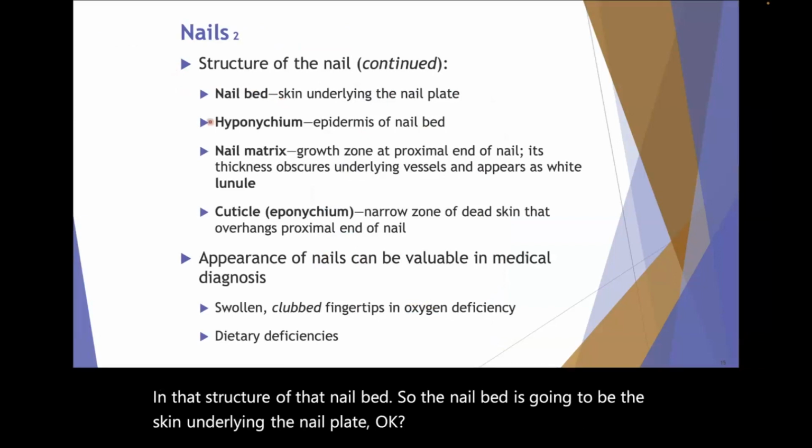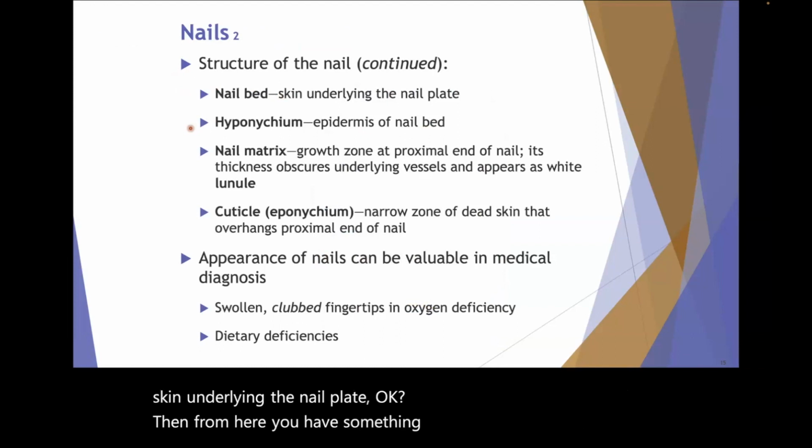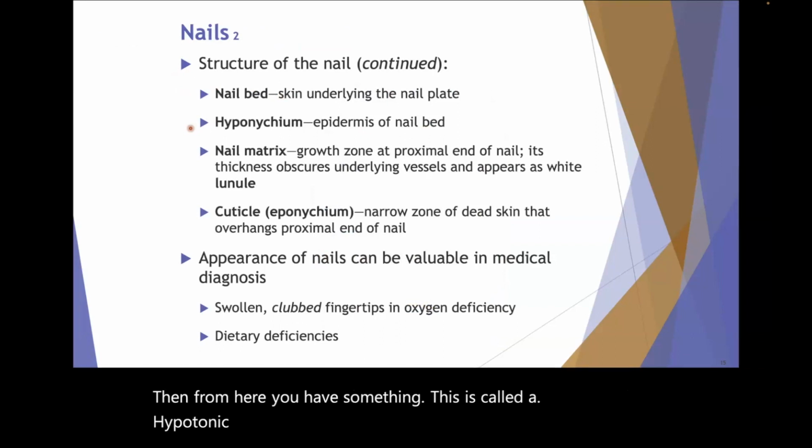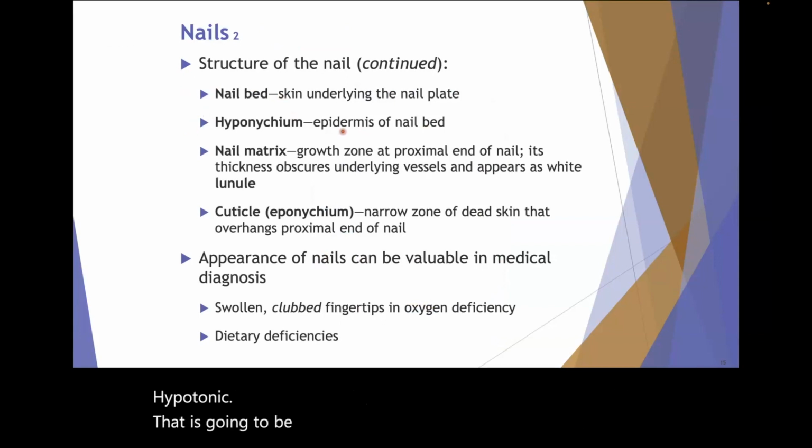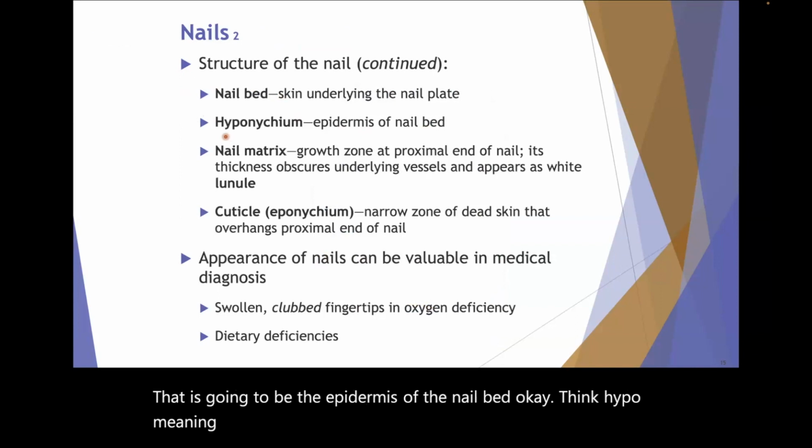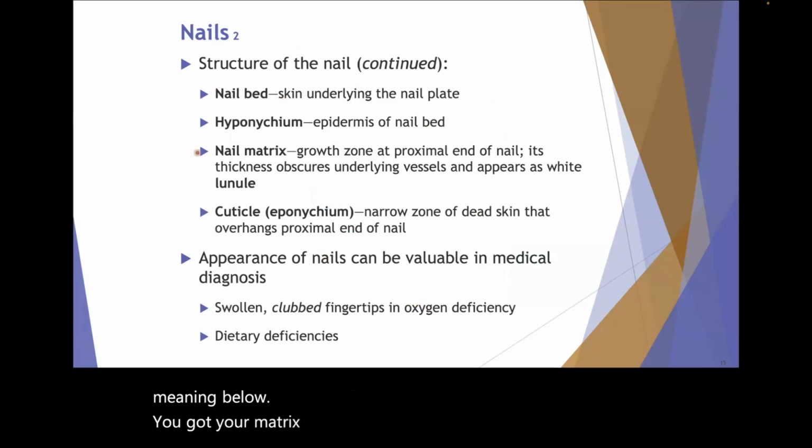Then from here, you have something called the hyponychium. That is going to be the epidermis of the nail bed. Okay, think hypo, meaning below. You've got your matrix. That is the zone at which growth takes place at the proximal end of the nail.